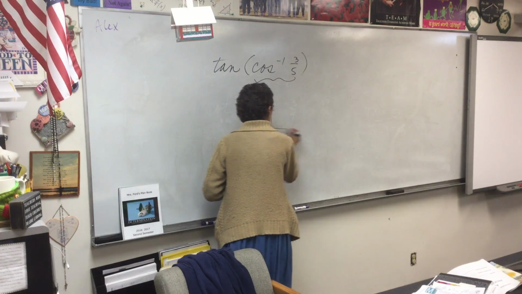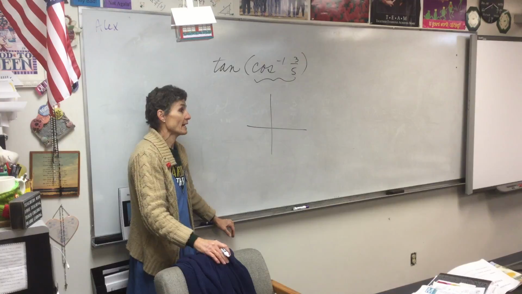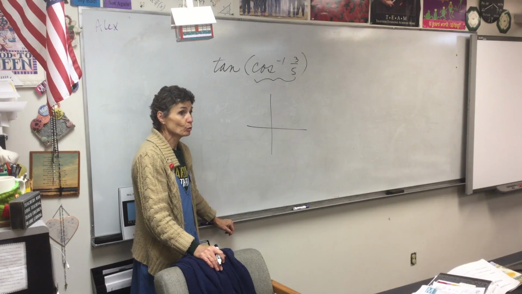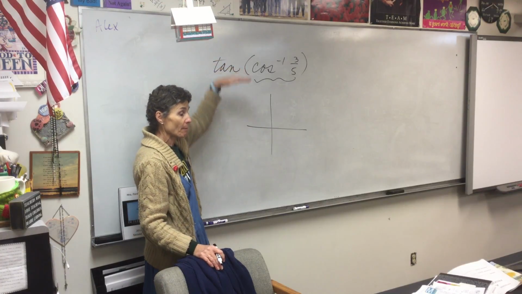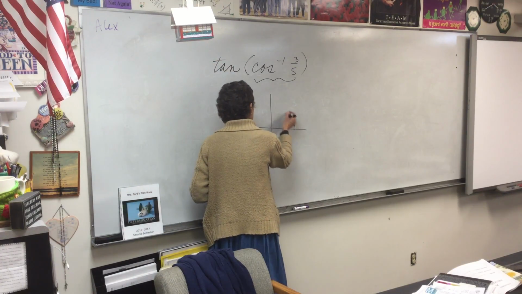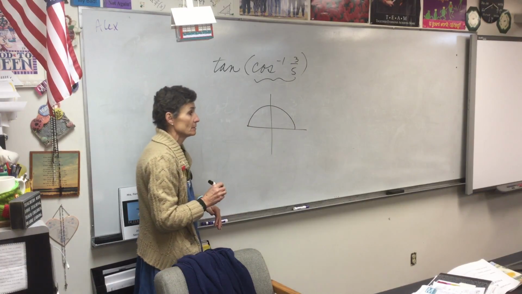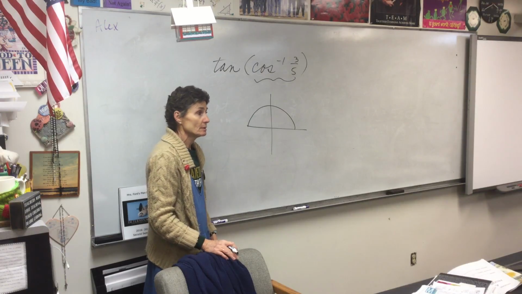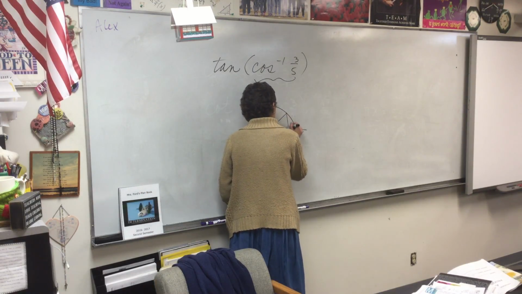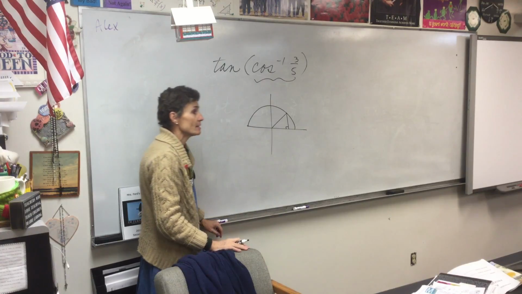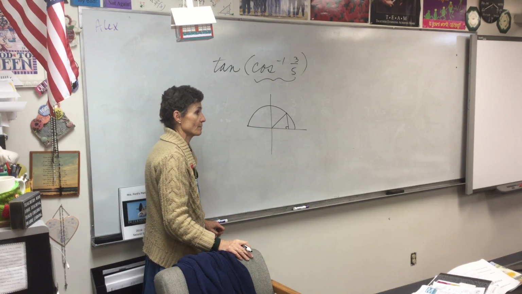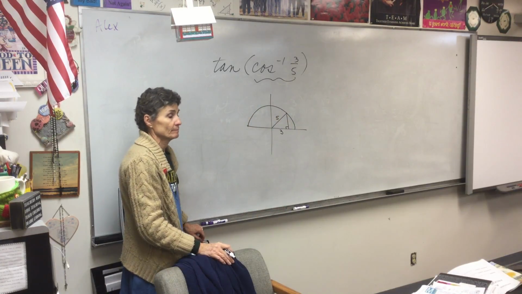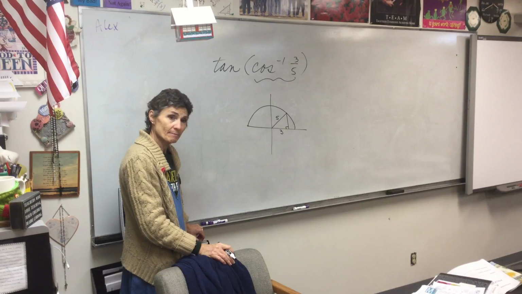Now, yesterday we learned where we were going to look for that angle. This is a cosine problem. What's the rule for cosine? Top half. So it's in 1 or 2. So we are looking here. Since that is a positive number, it's quadrant 1. And the cosine is 3/5. Does that picture make sense to everybody?